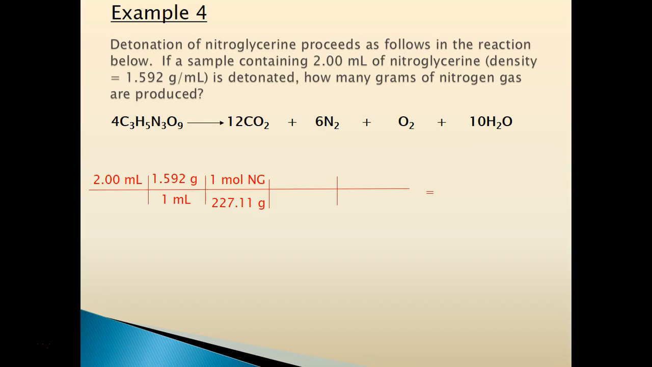So in my conversion factor, I'm going to use 4 moles of nitroglycerin down below and 6 moles of nitrogen up above. Now, if I started my calculation now, I would be calculating the number of moles of nitrogen that I have. But I'm asked for grams, so I'm going to use the molar mass of diatomic nitrogen to finish the calculation, and I get 0.589 grams.